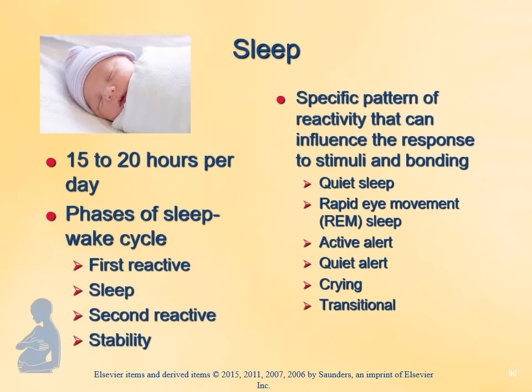But they do have REM like we do. They have different periods of sleep, as you can see over on the right, where they have quiet sleep, REM sleep, time when they're actively alert, a time when they're more quiet but alert, and then a time where they might be a little bit more fussy. But we just need to educate parents that it is normal for their babies to sleep a lot. And then after the first couple days after birth, they usually get into a more predictable pattern of sleep-wake cycles.